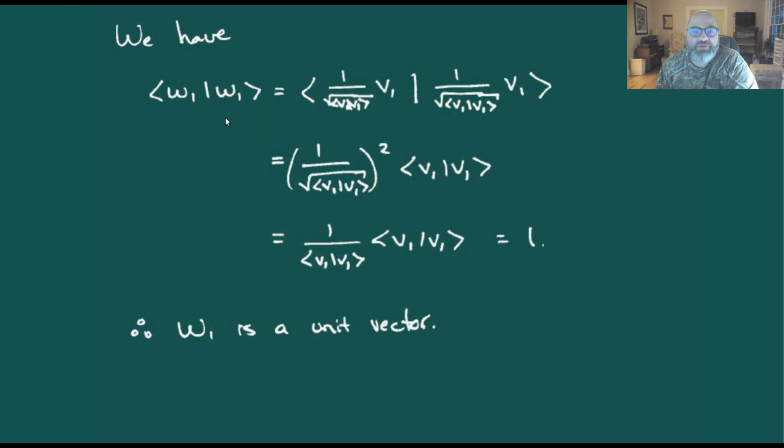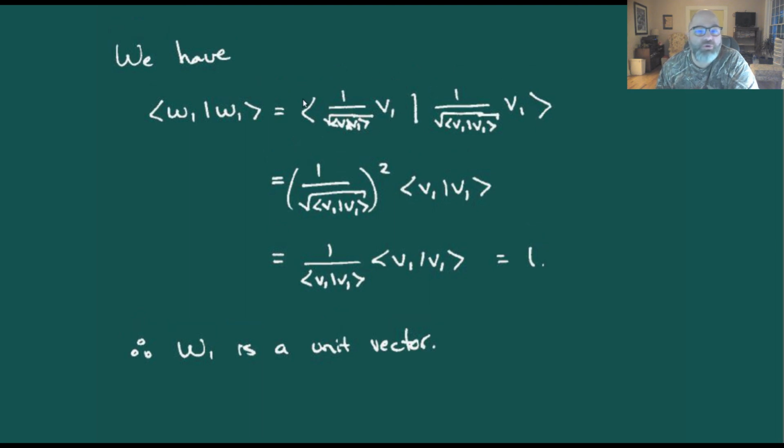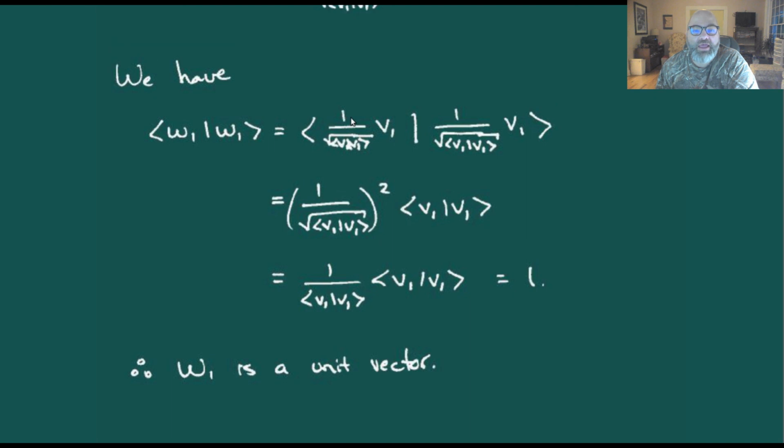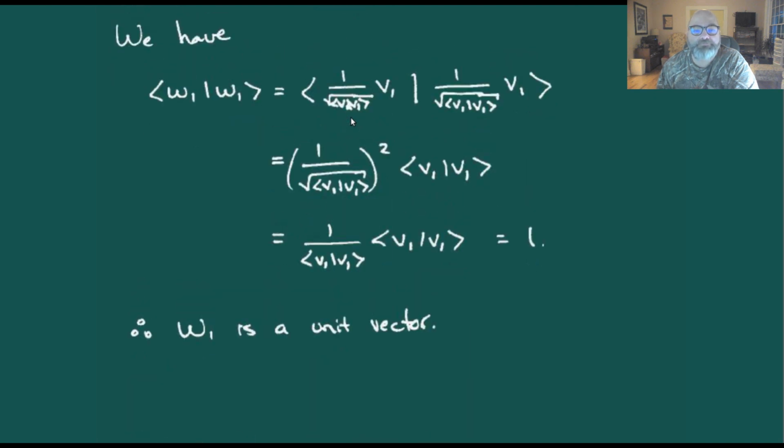If we go through and check that out, and we look at w1 dotted with w1, well, that's 1 over the square root of v1 dotted with v1, times v1, and 1 over the square root times v1. Since these are scalars, we can pull them to the outside, and that gives us a square. So we have v1 dotted with v1. The square kills off the square root. We get v1 dotted with v1 in the numerator, v1 dotted with v1 in the denominator. They cancel out, and so we get length 1. And so w sub 1, sure enough, is going to be a unit vector.